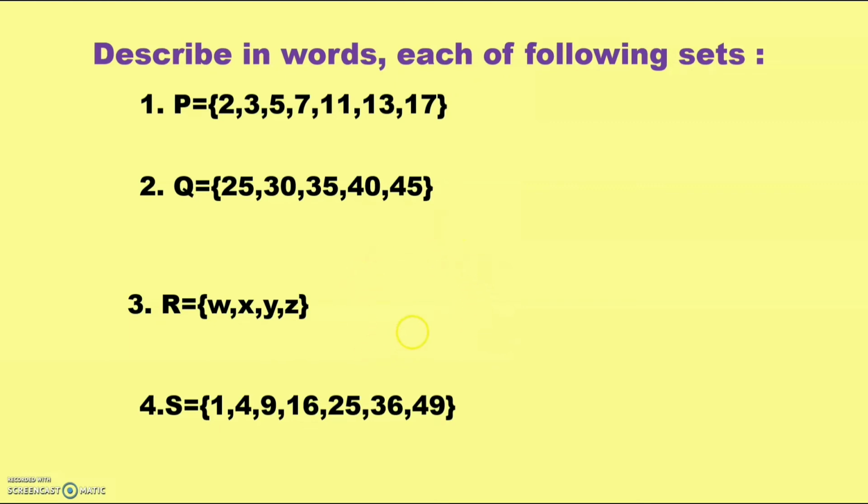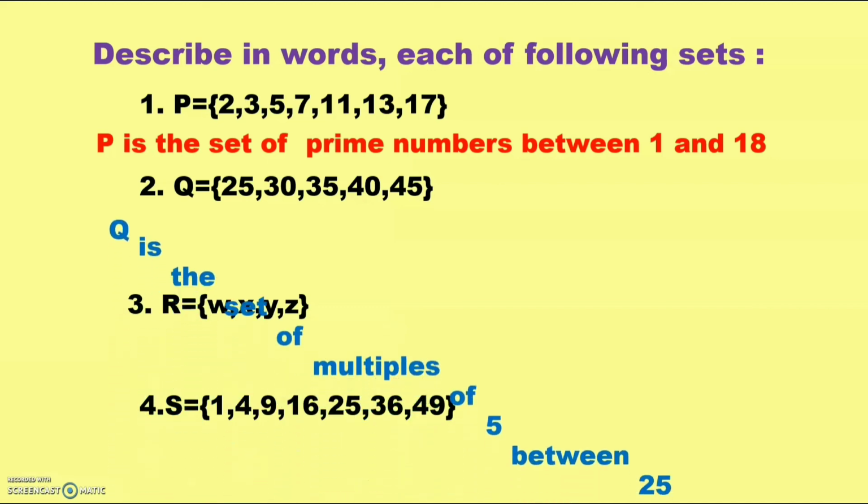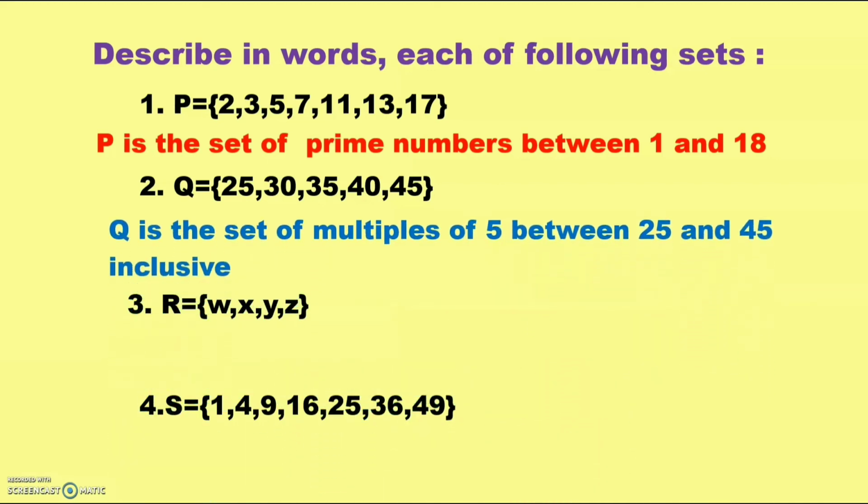That's up to you. Alright, so the first set, when you look at those, you realize that those are prime numbers between 1 and 18, or I can say between 2 and 17 inclusive, which means that 2 and 17 would be included. You have 25, 30, 35, 40. Clearly those are multiples of 5, so I can say multiples of 5 between 25 and 45 inclusive, which means I'm including 25 and 45. It can be described in different ways. You don't always have to use the same description.